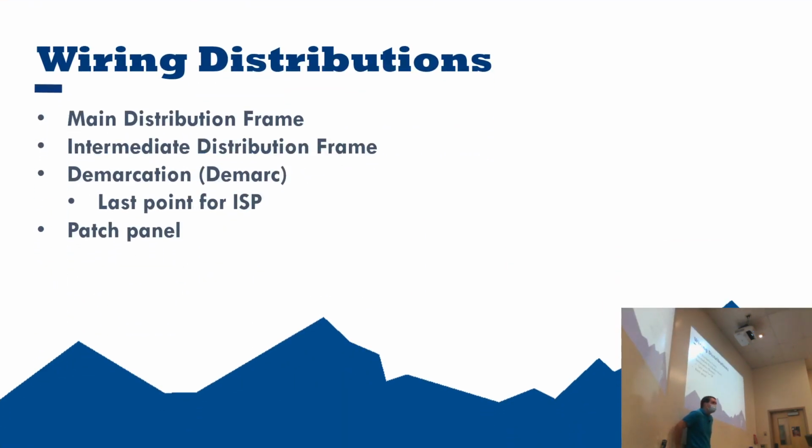A little bit about wiring distributions. Obviously, you have some signal coming in. You have to get it out to whatever building or campus you're using. Within a campus, we're going to have a main distribution frame, some place in which the cable signal comes in, and we basically give it to the whole building. Within a building, you're going to use an intermediate distribution frame. Again, it's going to be building specific. Each building would have one.